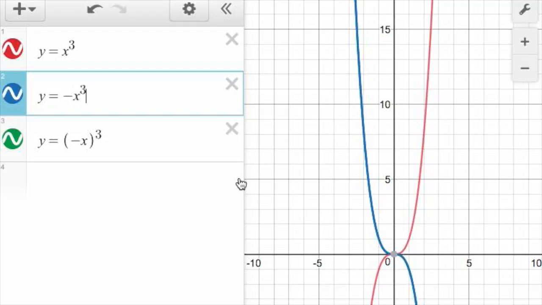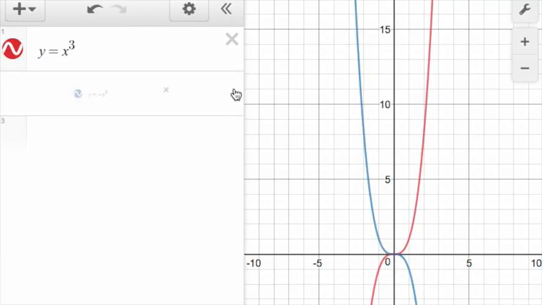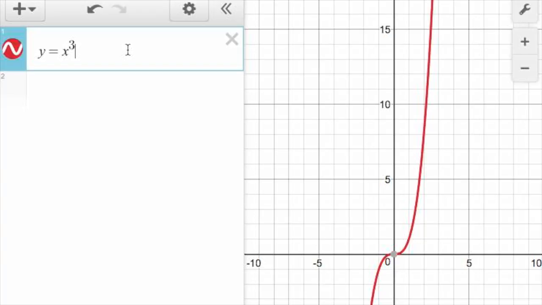When we reflect it in the y-axis, it's going to look like this. y equals bracket negative x bracket to the power of 3, and this is the green graph. So let's look at the blue and the green. These graphs seem to be the same. Let this not be our only example.